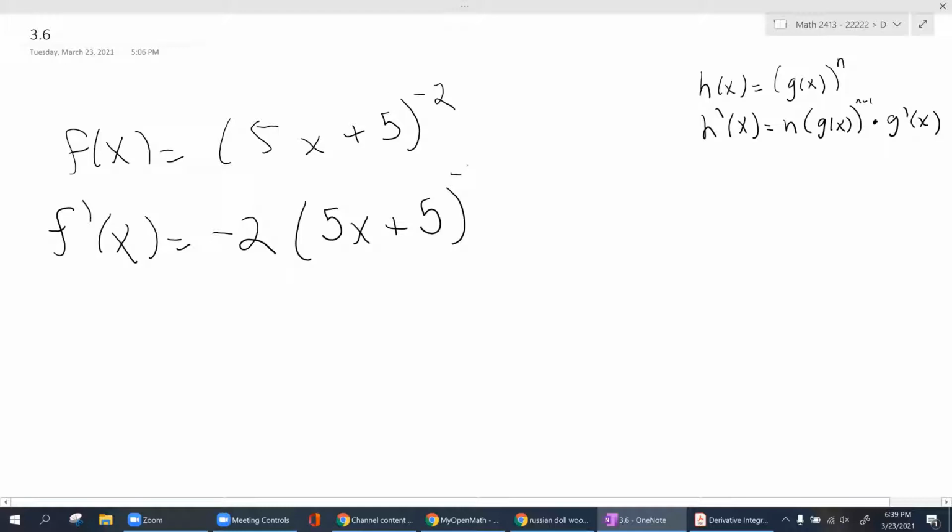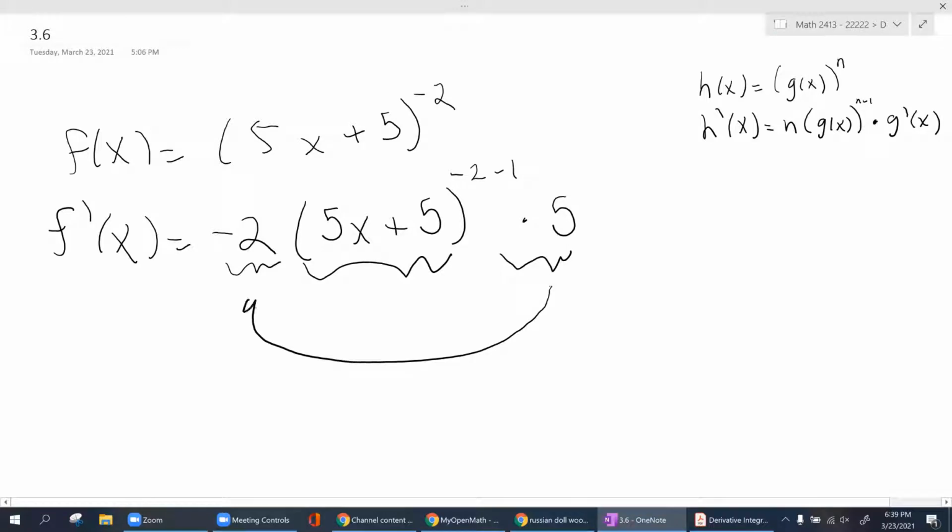On the top is going to be -2 minus 1, times the derivative of that. What is the derivative of 5x plus 5? Well, the derivative of 5x is just 5. And the derivative of 5, that's just a constant, so the derivative of that is just 0. So this is what I have. Let me polish this up. I have 3 things that are multiplying one another. Generally what you want to do is move this to the front.